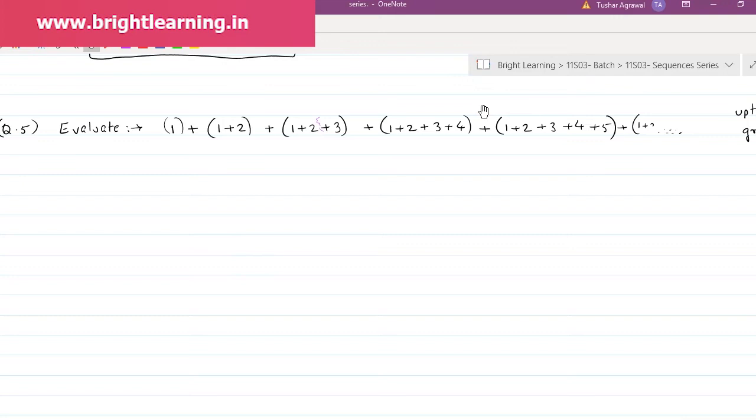So a_n is equal to a_(n minus 1) plus n, sir. Yes, a_(n minus 1) plus n. Yes, that is correct. But 99 plus 1, sir. Yes, but you cannot calculate the sum using this formula.